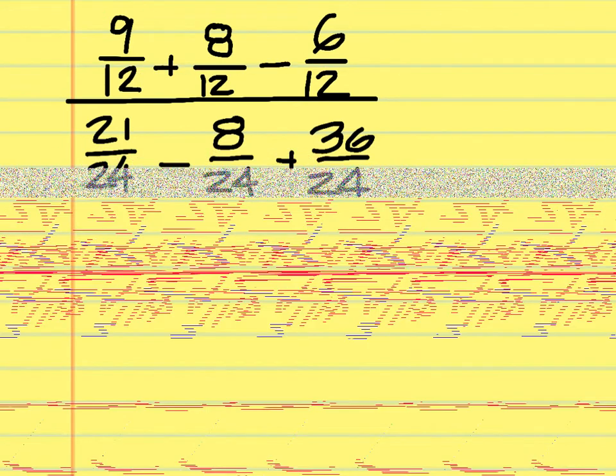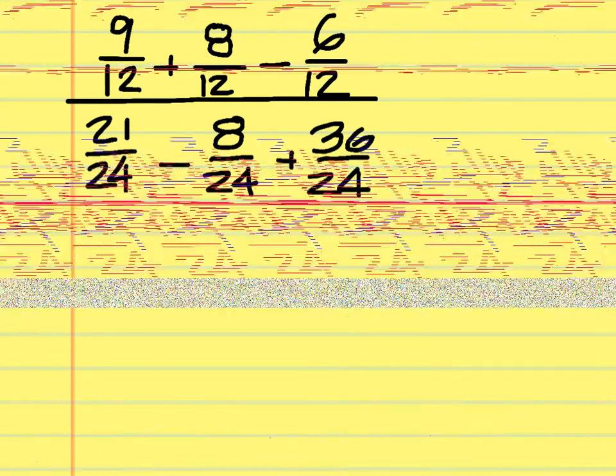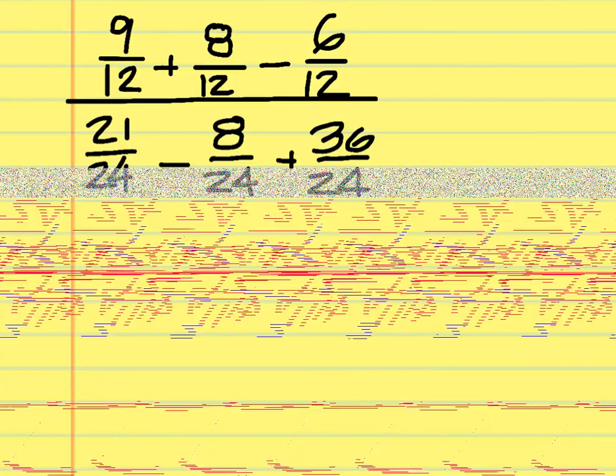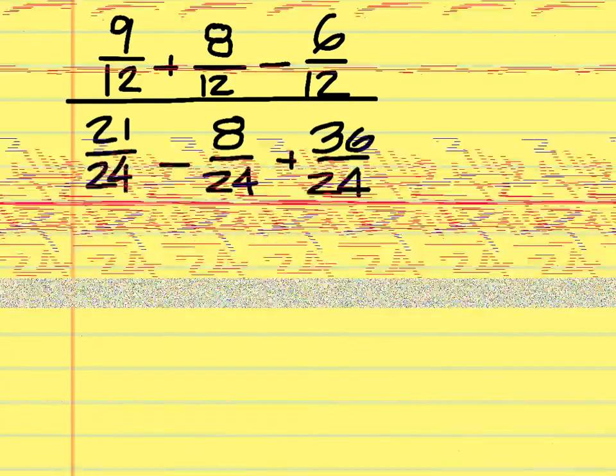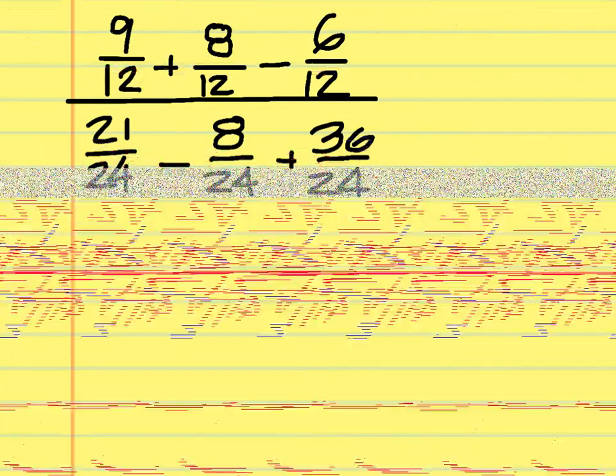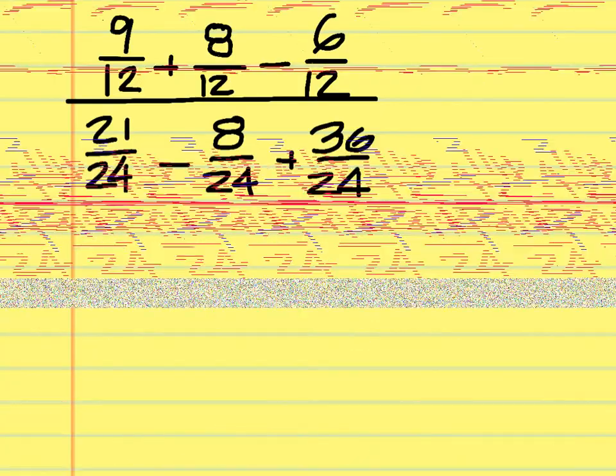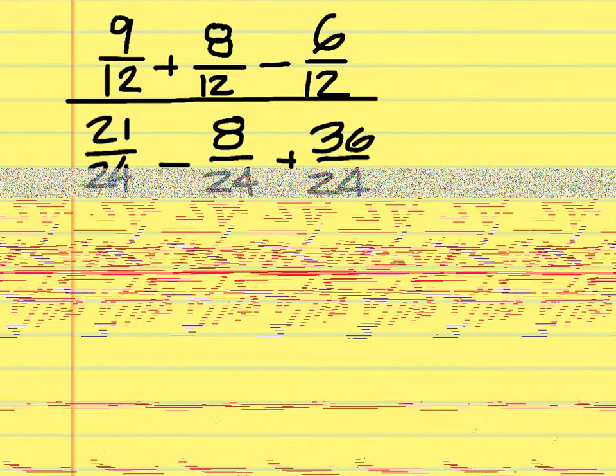So 9 plus 8 is 17, minus 6 is 11. 11 over 12. And on the bottom, 21 minus 8 is 13. 13 plus 36 is 49. When you divide by a fraction, you can flip and multiply by the bottom.